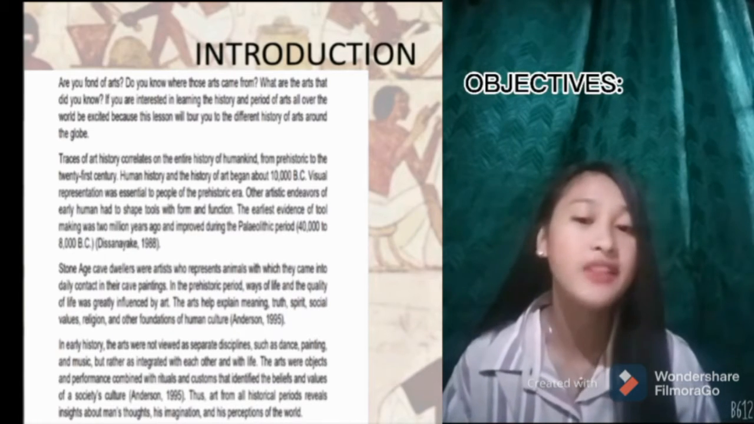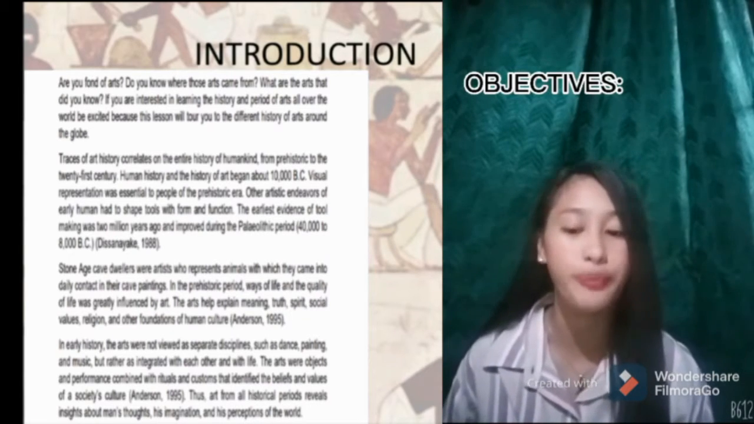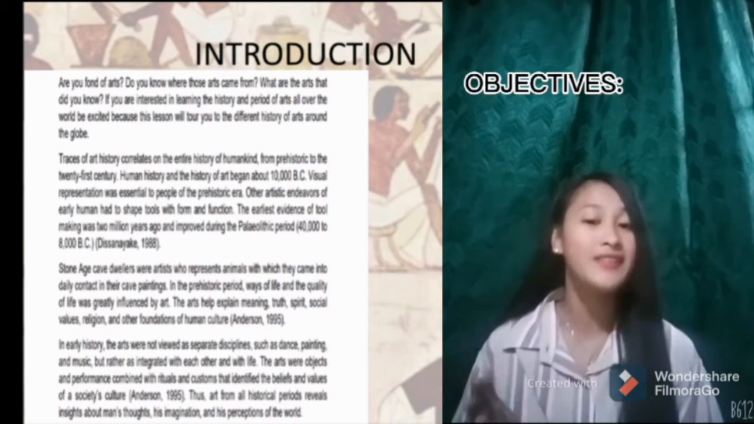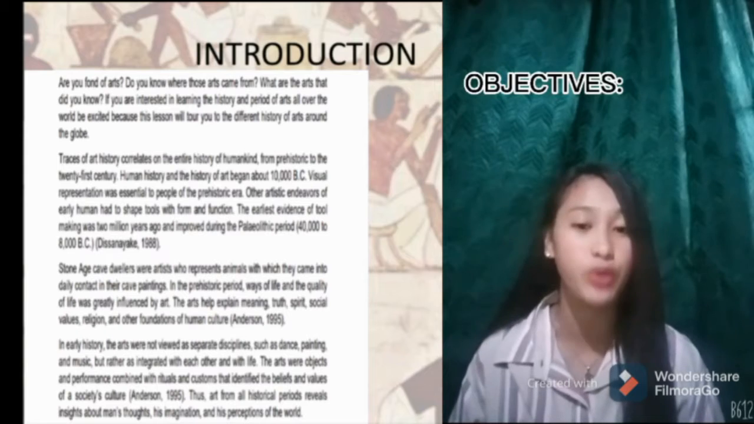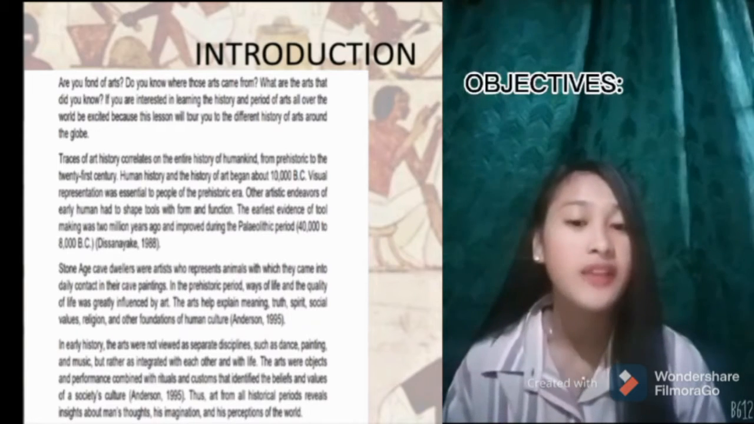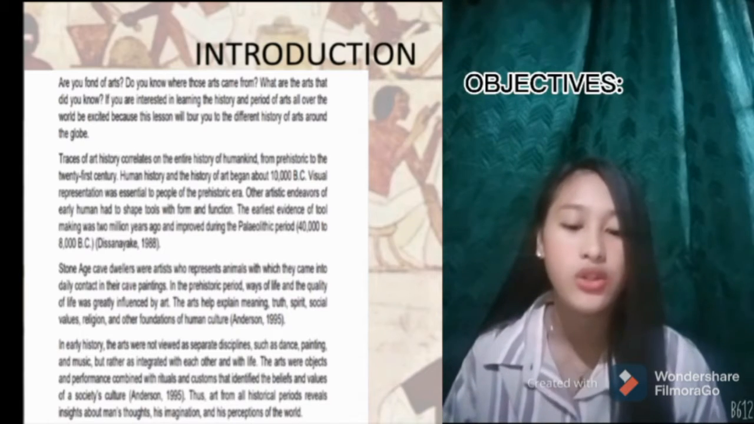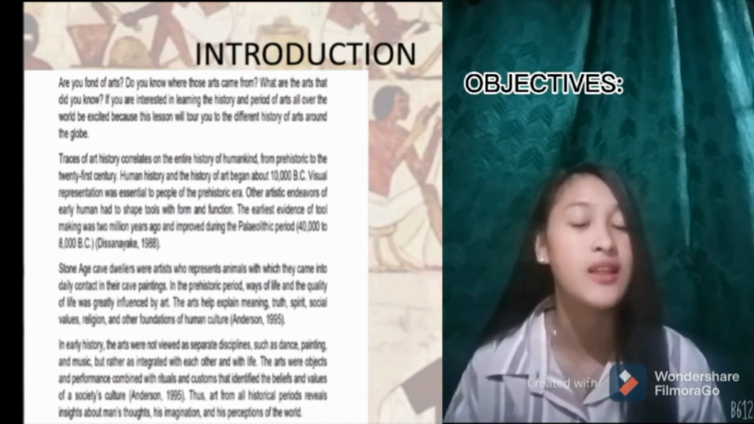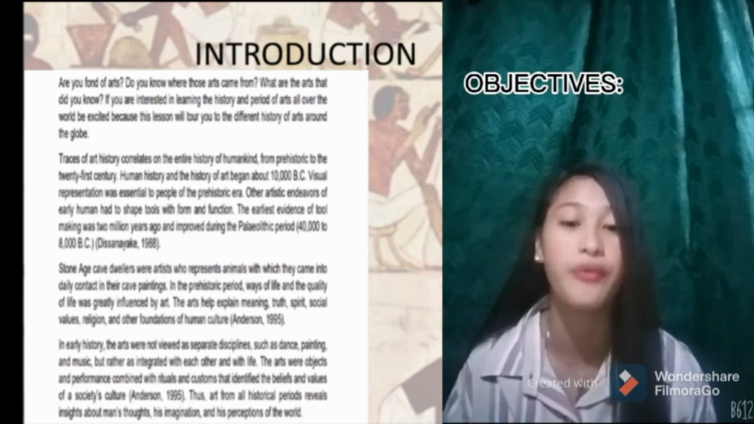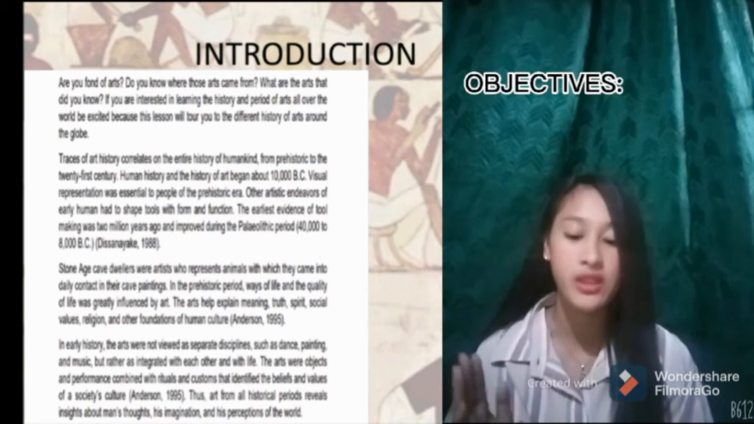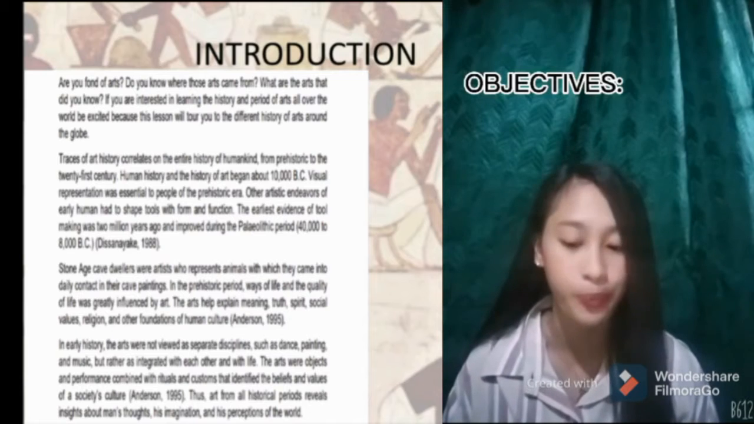First, identify the aesthetic beauty of major periods of art around the globe. So you need to identify the aesthetic beauty. Second, differentiate the different major periods of art. So you need to recognize the different periods of art. Third, list different famous art around the globe.